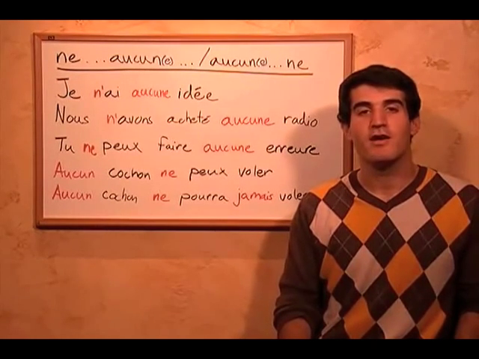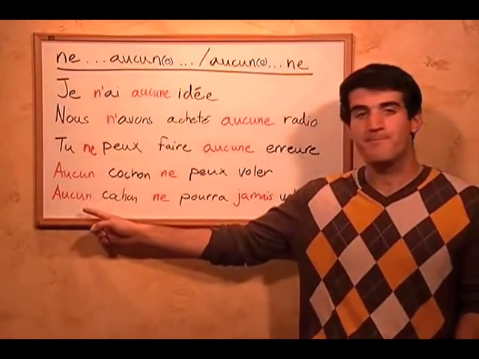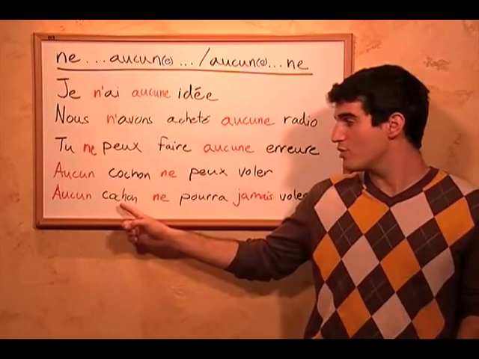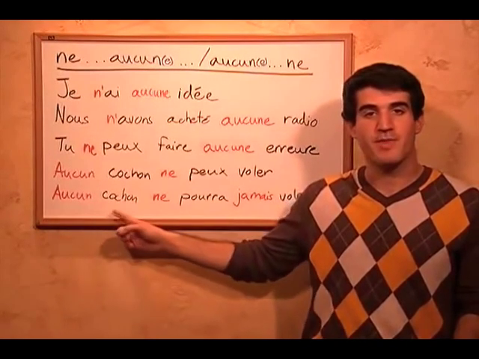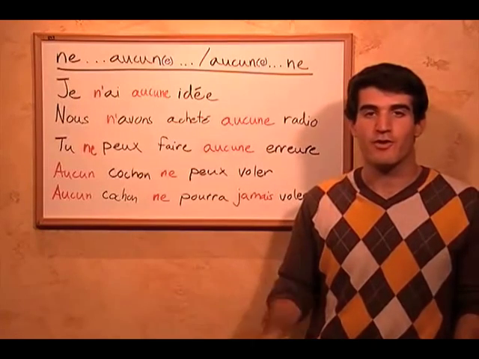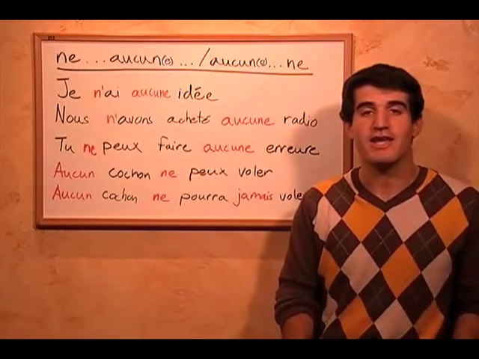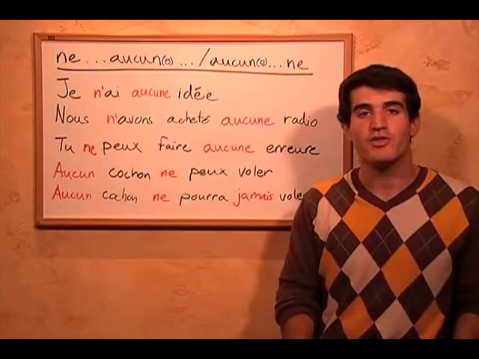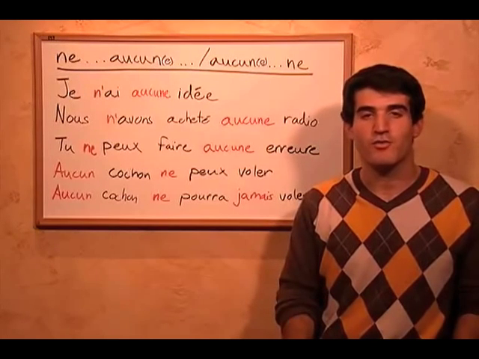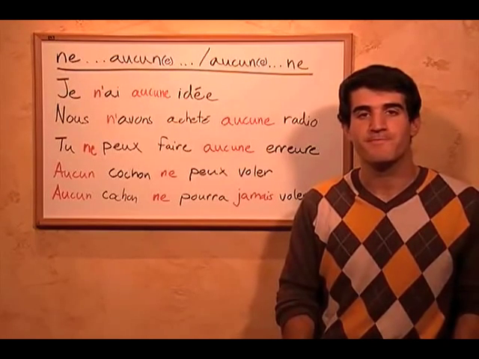And again, aucun, in this case, isn't really the subject, it's cochon. Aucun is modifying cochon. So whereas with some other negative words like personne or rien, we just put them before ne, in this case, after aucun and aucune, we have to have that subject we're talking about, which in this case is cochon. C'est tout.